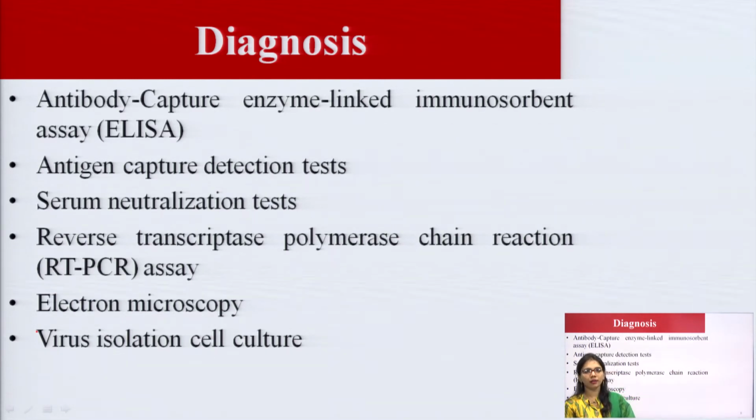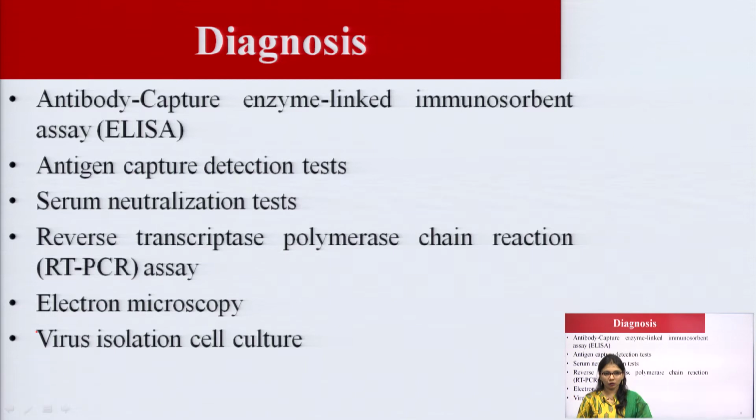Now these are the diagnoses, how we can diagnose the Ebola virus. First one is the antibody capture enzyme linked immunosorbent assay, or in short, ELISA. If we are doing an antibody capture ELISA test, antigen capture detection test, serum neutralization test, or RT-PCR assay, that is the reverse transcriptase polymerase chain reaction assay.